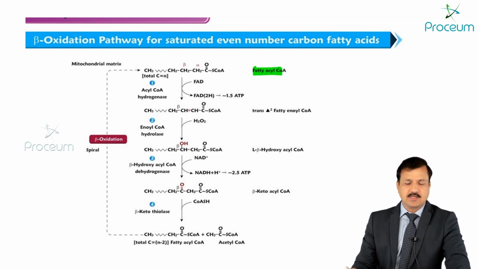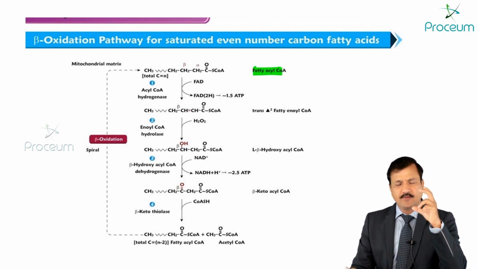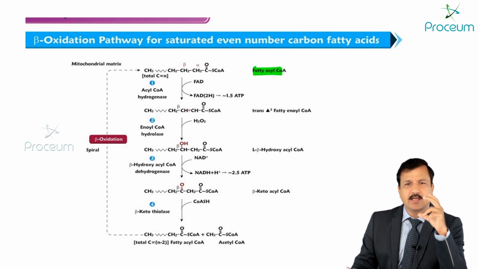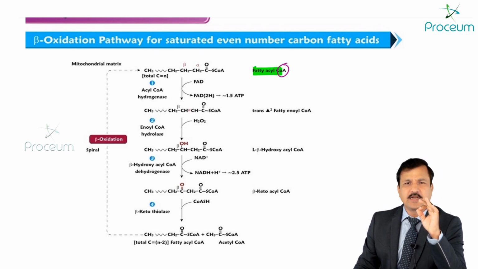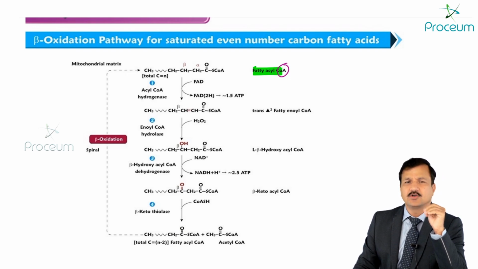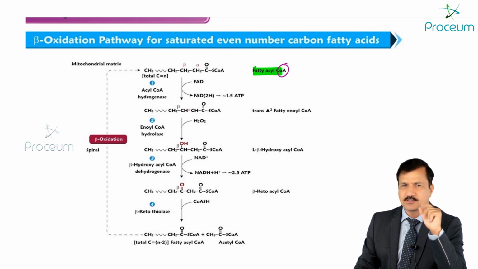What happens? Always remember, a fatty acid which is undergoing beta oxidation in the matrix of mitochondria always has to be activated first. It has to have that CoA there. Only an activated fatty acid will undergo beta oxidation. Always. Activation of a fatty acid consumes 2 ATP. Already we have seen that, and we need to remember that number. 2 ATPs are already consumed.